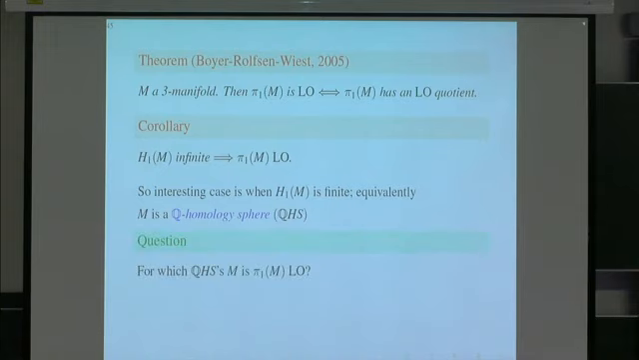So one might ask this question: for which rational homology spheres is the fundamental group left orderable? Well, if the fundamental group is finite, for example the lens spaces, obviously it's not left orderable because it has torsion. When pi_1 of M is infinite, it's kind of interesting. Sometimes it is, sometimes it isn't. And we'll see that it's actually related to some other considerations.